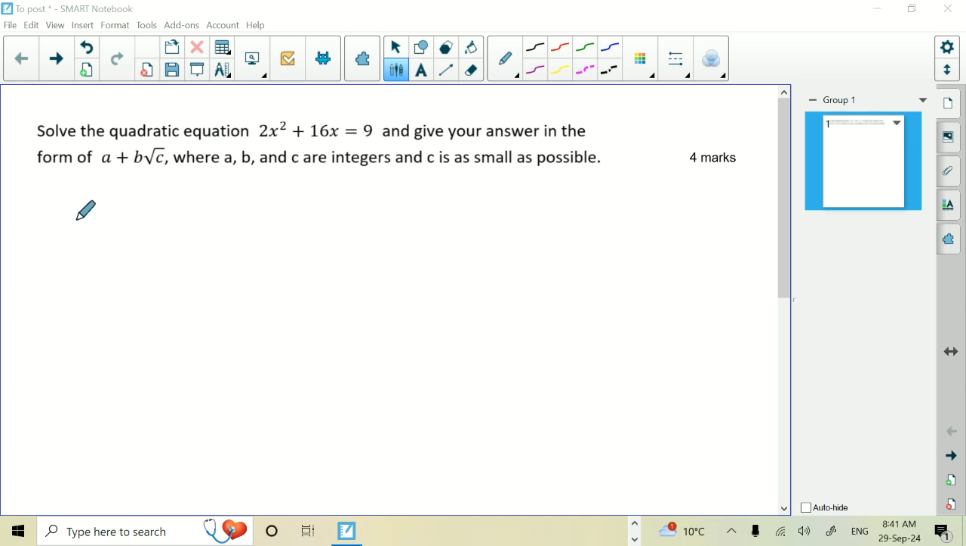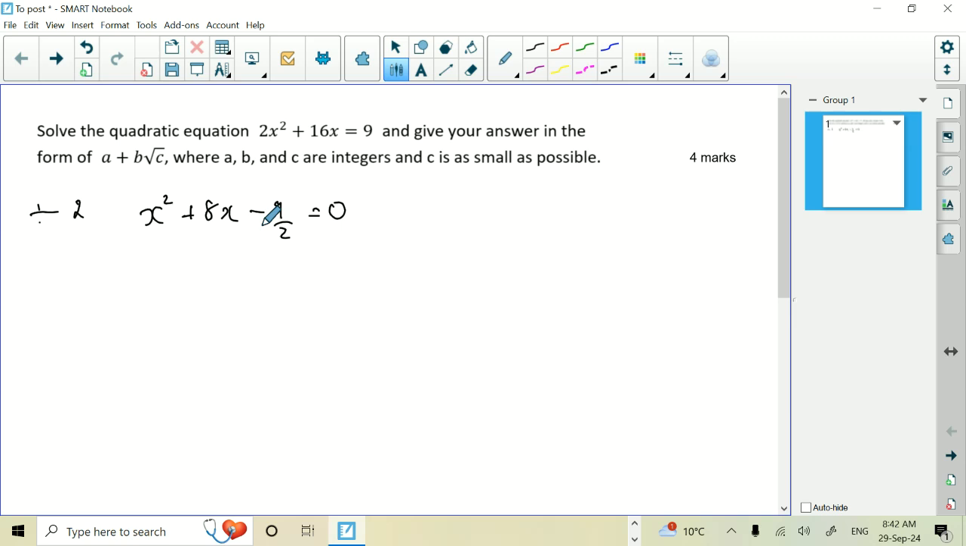A couple of things: you can actually use completing the square, or you can use the quadratic formula. Let's look at completing the square. The first thing is to get x squared by itself, so that means divide by 2. If I divide by 2, I'm going to get x squared plus 8x, and I'll bring the 9 to the other side of the equal sign and make it minus 9 over 2, which is equal to 0.